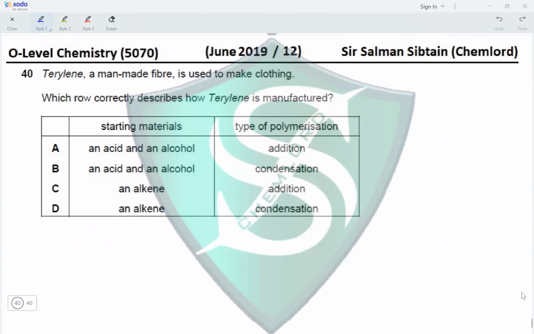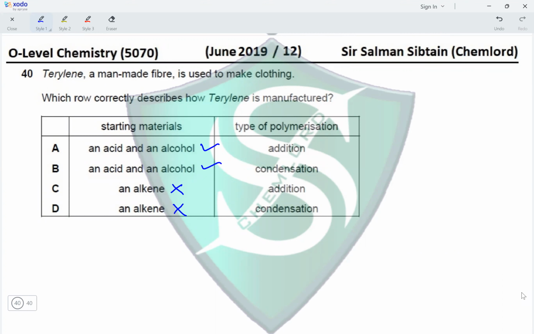Question 40. Terylene, a man-made fiber, is used to make clothing. Which row correctly describes how terylene is manufactured? Okay, terylene is a polyester. So the starting material would be an acid and an alcohol. So options A and B remain while C and D get eliminated.